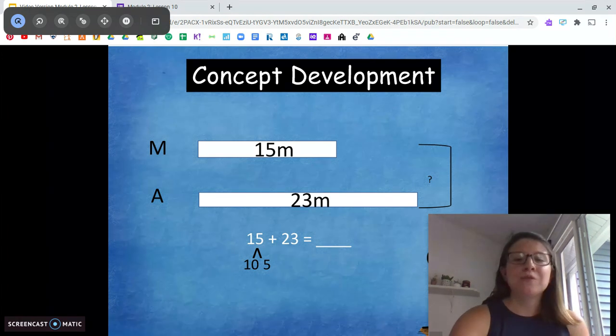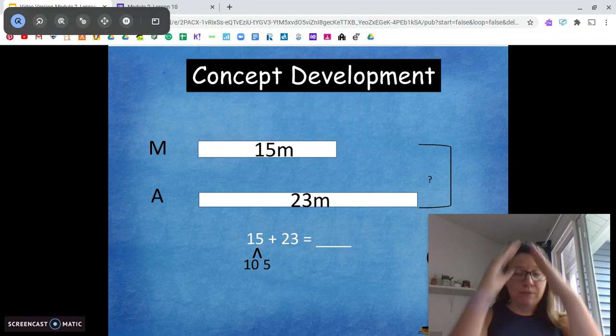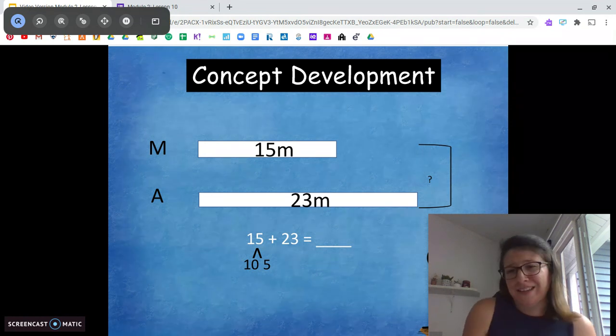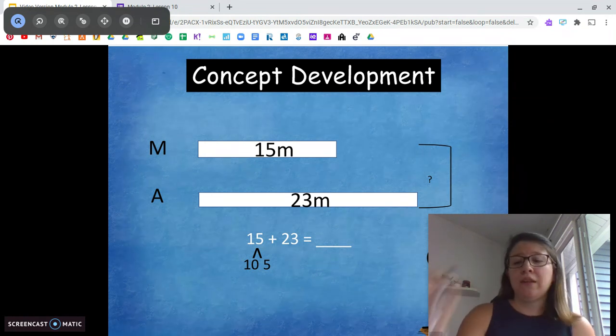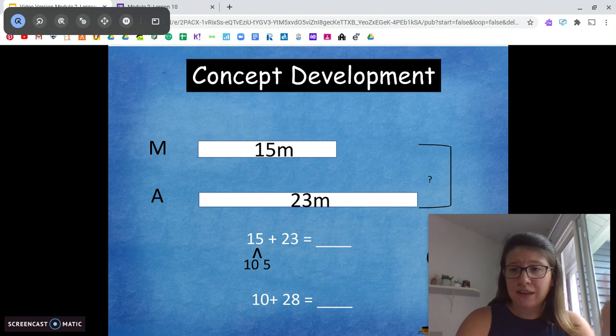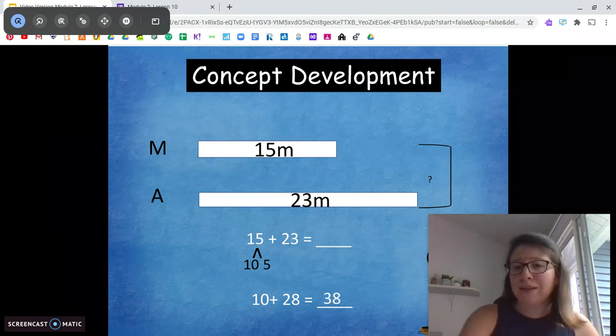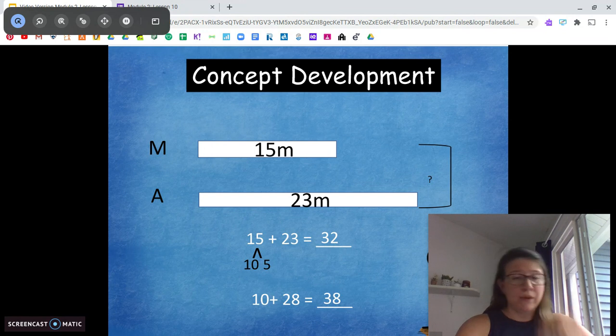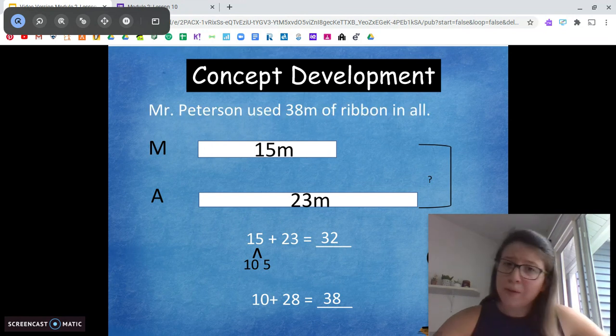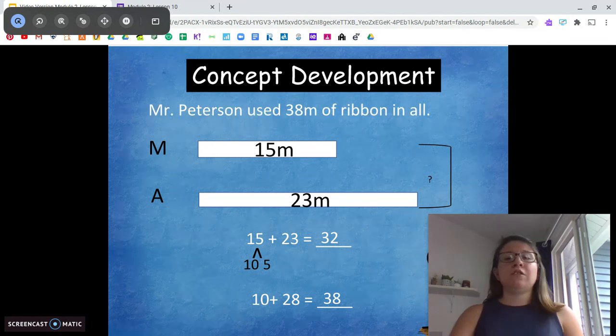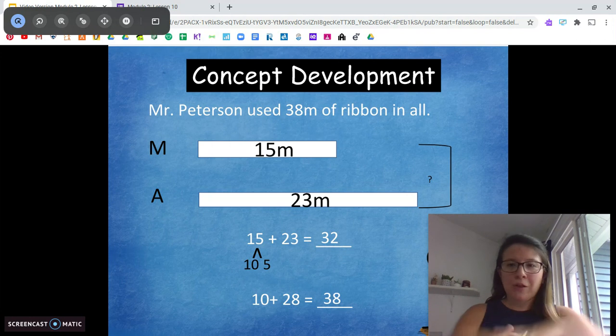Ready? Okay, so if we add 15 plus 23, we can break down 15, decompose it into our 10s and 1s. That makes it easier for us to add. So we can do 23 plus 5, get to 28, just add in those extra 10. Easy peasy lemon squeezy. 38, I don't know why that says 32. The answer is 38. We got it. So we know Mr. Peterson used 38 meters of ribbon in all.